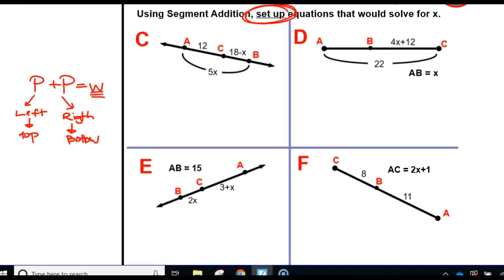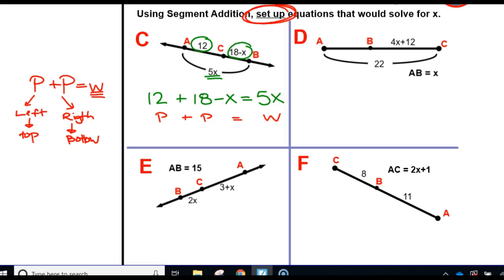So for part C, notice that I have AC as one part, CB is the other part, and 5x is the whole thing. 12 plus 18 minus x, and that equals the whole thing. Part plus part equals whole.